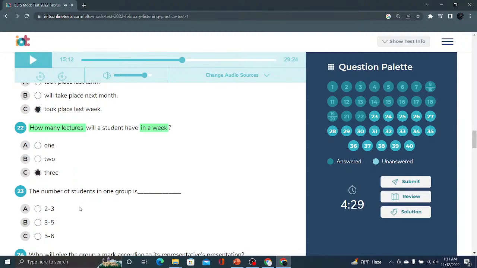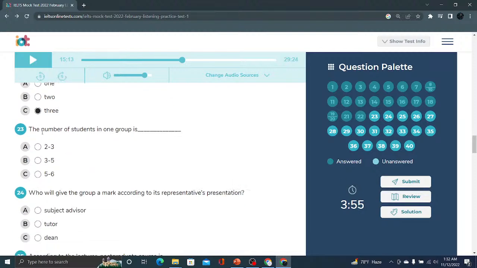So he was saying that you have lectures on Monday, Wednesday, and Friday afternoon from 2 p.m. So that's why he mentioned 3 days. That means the class will be 3 times in a week. So that's why the answer would be option C.